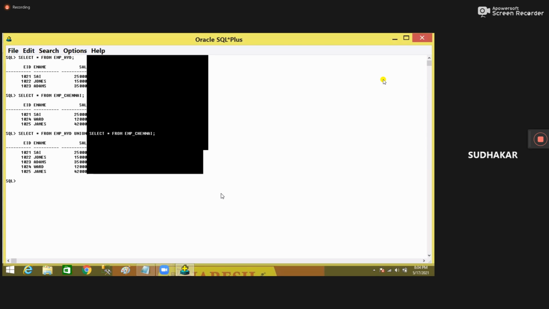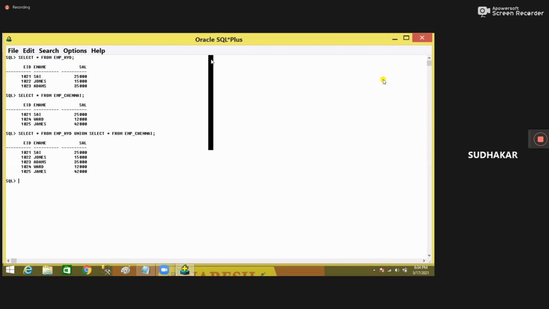So here the union operator combines the two sets of values without having duplicate data. Now we can see 1021 Sai 25,000 is duplicate row data, but it is displayed only one time. So this is what we call the union operator. Now, the next one is what we can see.